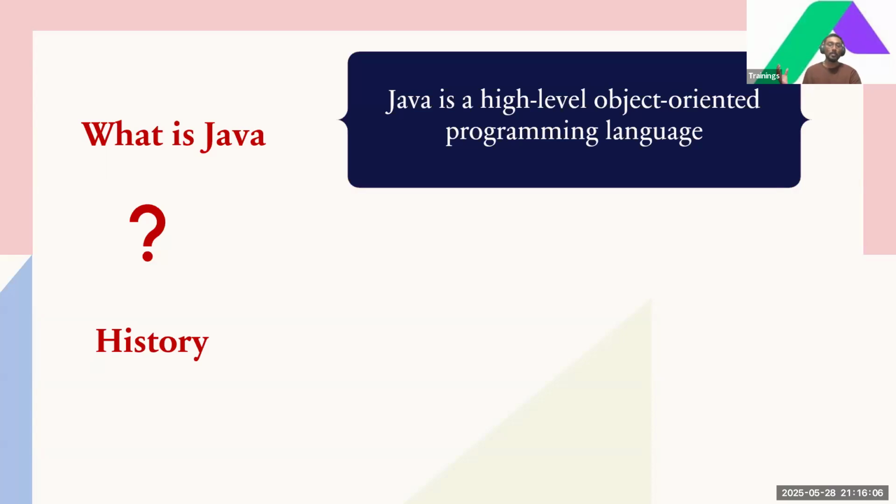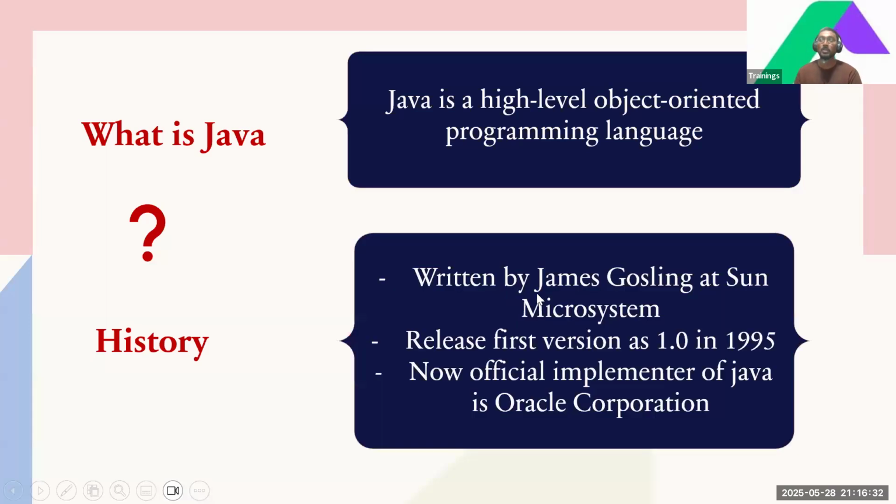We have many programming languages present, and Java is one of them. We'll be using Java to instruct the machine. So that makes Java's complete definition: we understood what high level means, what object oriented means, and what programming language means.